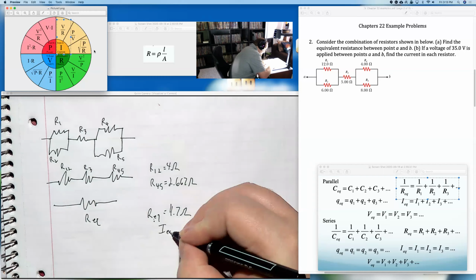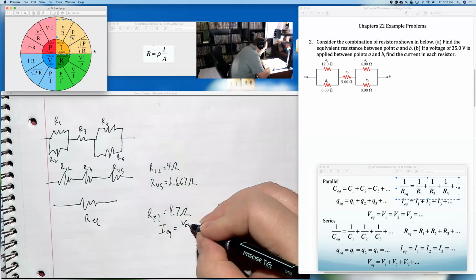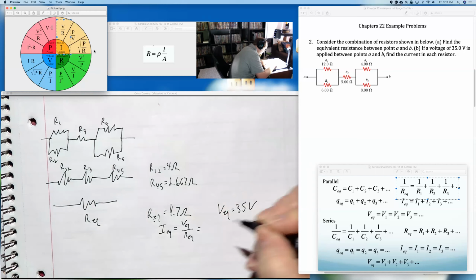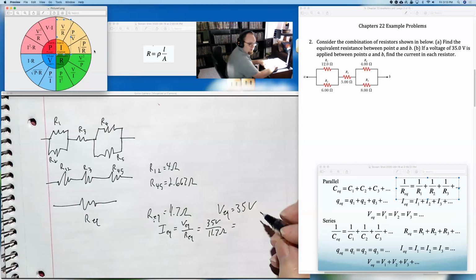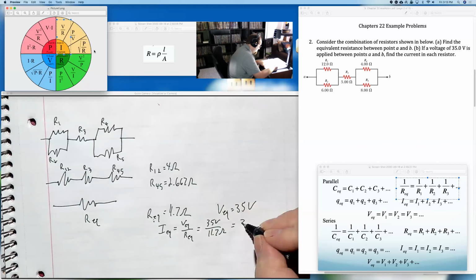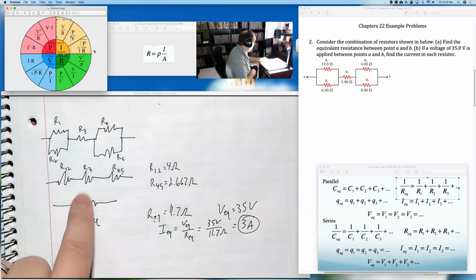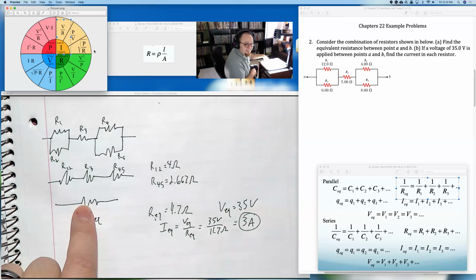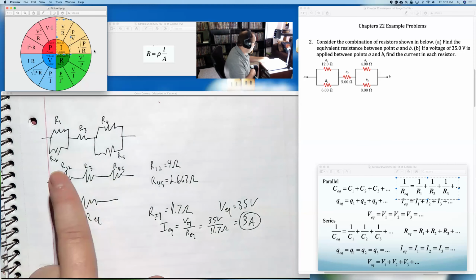That I equivalent is V equivalent over R equivalent, or 35 volts over 11.7 ohms. 35 volts over 11.7 is 3 amps. So that would be the current through this guy. But this doesn't really exist. This is just saying, hey, that would be the same as this setup. So I can use that for this guy.